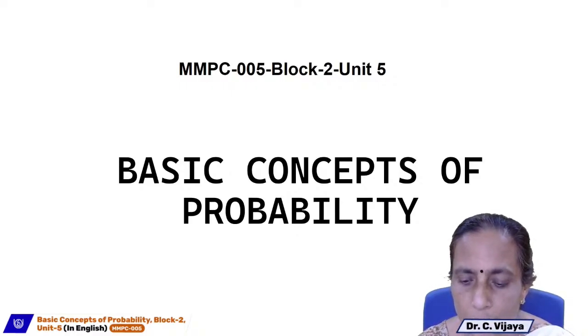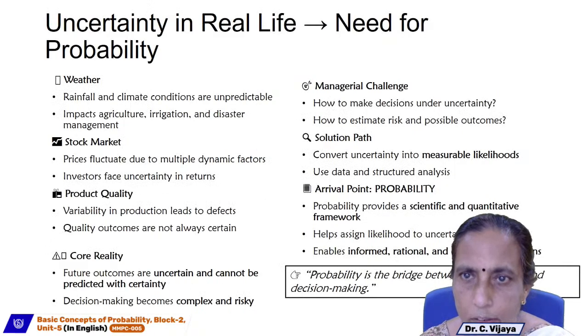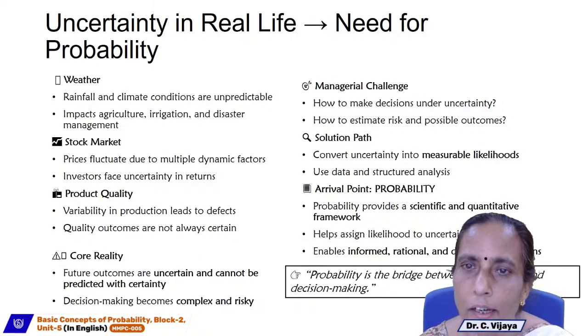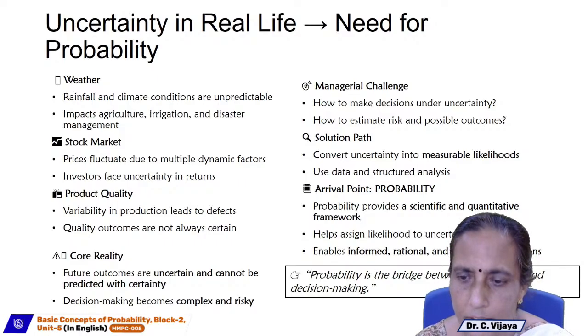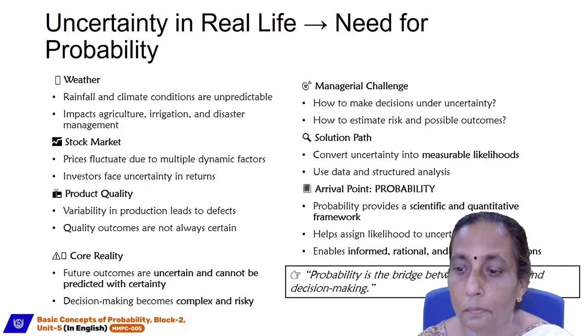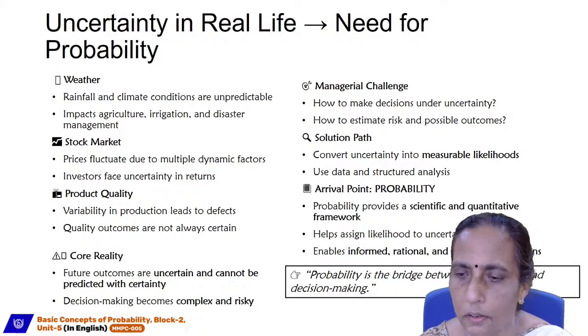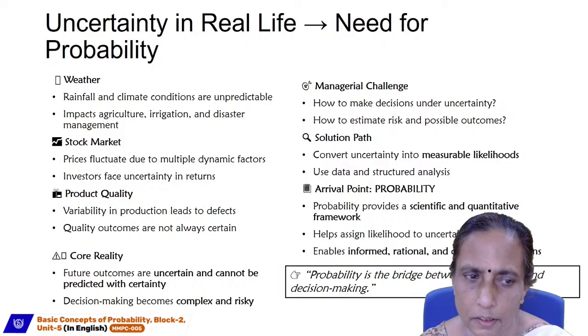So let us first of all understand what exactly it is. Really, the uncertainty in our real life problems brings into the need for our probability. Suppose say the rainfall and the climate conditions which are very unpredictable, and those things impact our agriculture, irrigation and disaster management. This is one sort of real life situation.